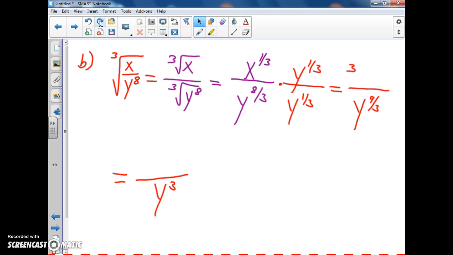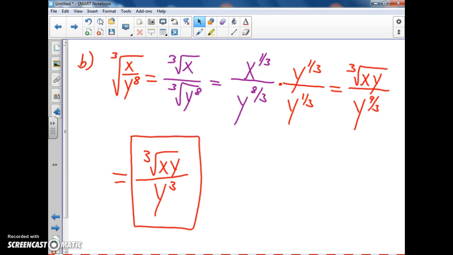Okay, now look at the top. X to the 1/3, y to the 1/3. Can they both live in the cube root house? So you write down what? Cube root of x y. That's it. I got that. There you go. And you got the answer. There it is. And we finished. Well, it's close.